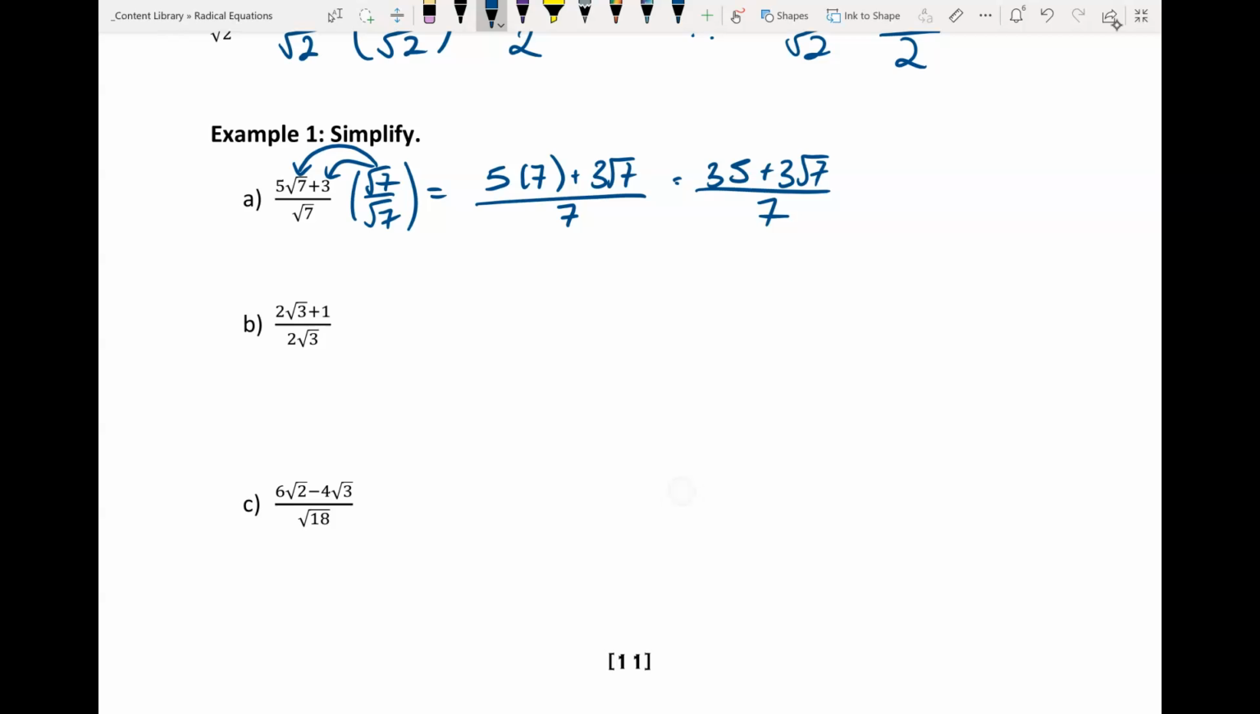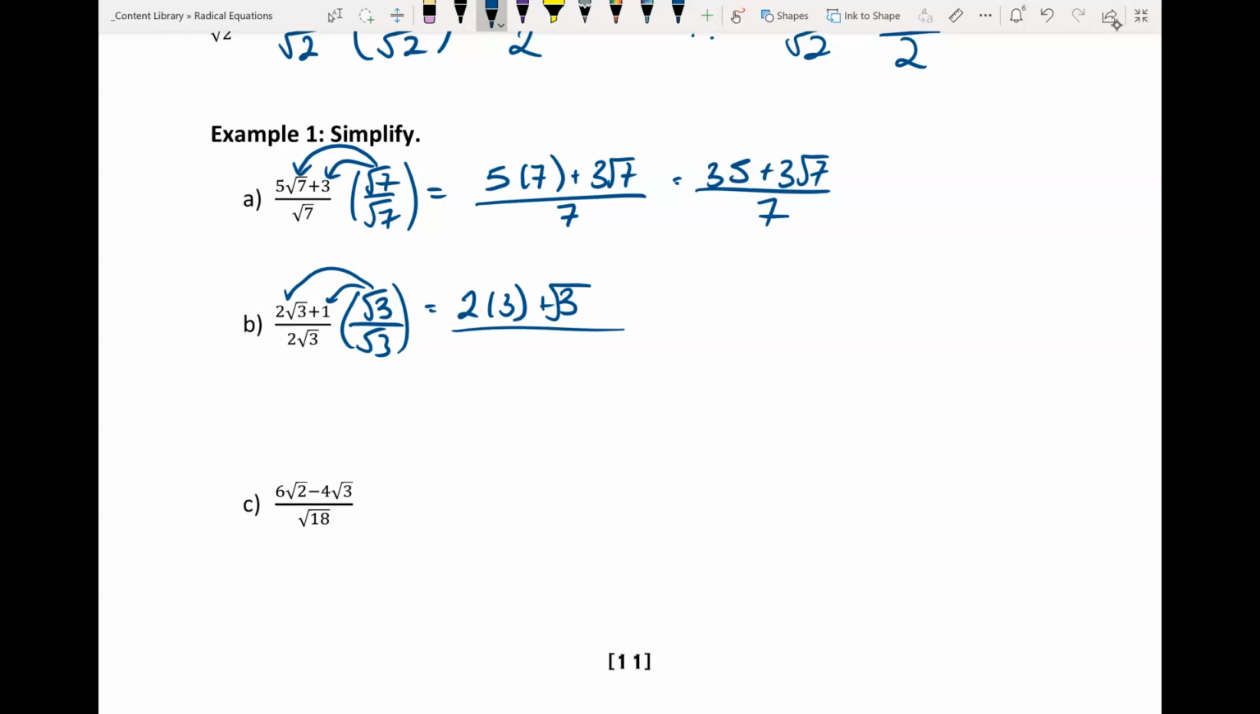Moving on to B, we're going to multiply top and bottom by root 3 because that is what we have in the denominator. We don't need to multiply by 2 because that is not the problem. Our coefficient is not the problem, it's the root 3 that's the problem. Okay, so I'm going to multiply this root 3 with the 2 root 3 and also the 1. So that gives us 2 times 3 because root 3 times root 3 is 3. And then 1 times root 3 is root 3.